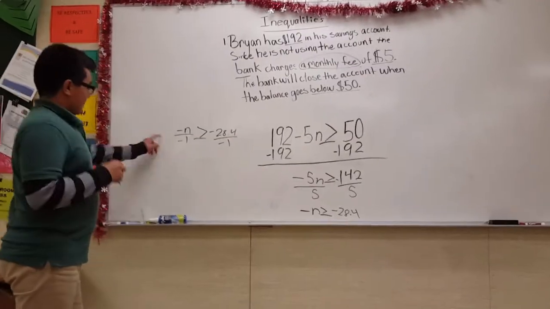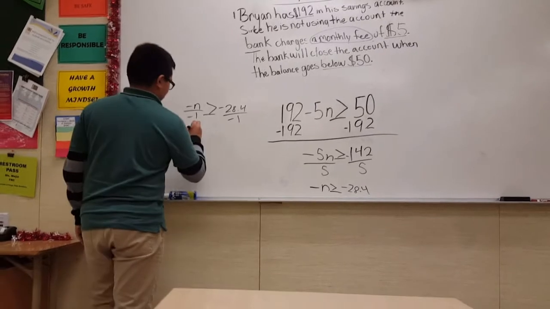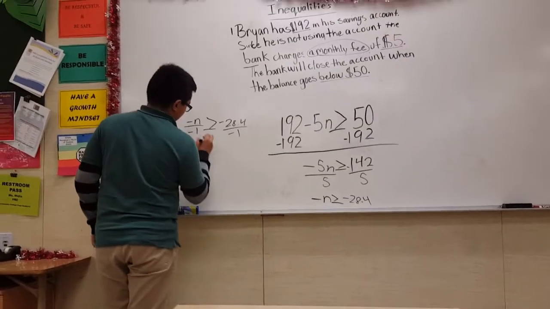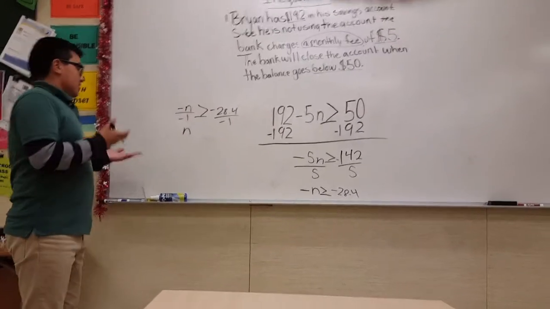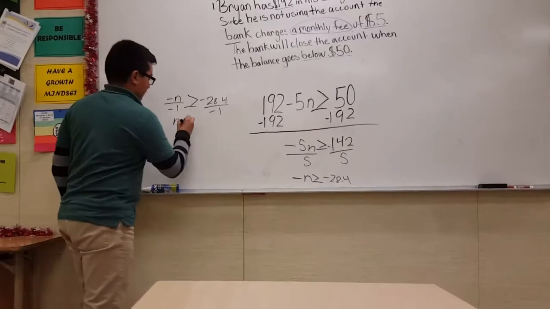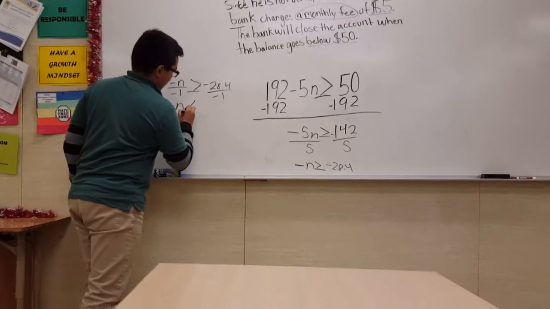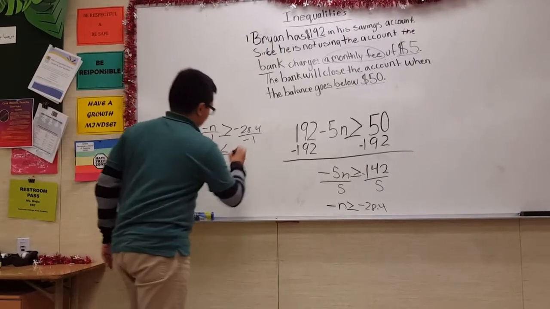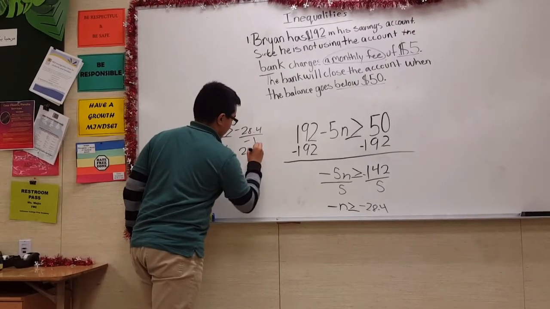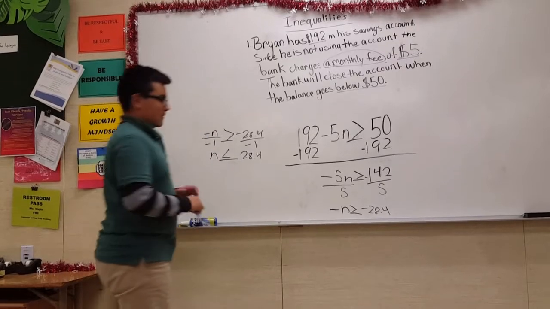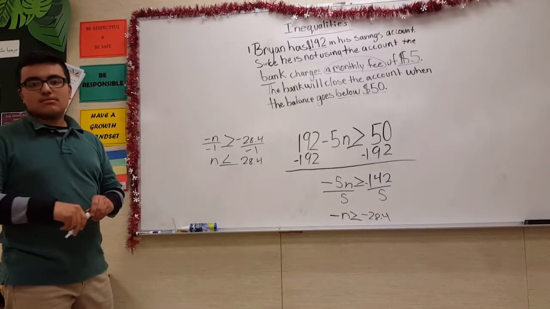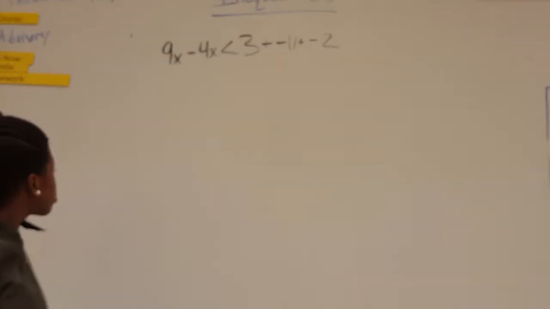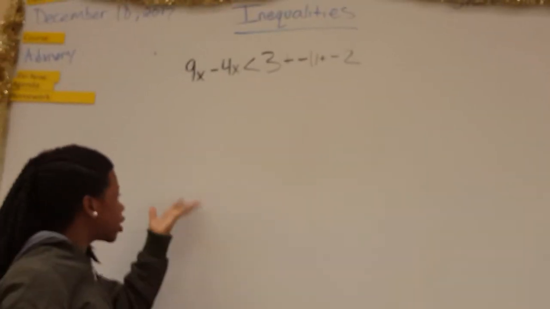Okay, so for this side of the inequality, it would just be n. And it would all be opposite as you divide by a negative, so this would be less than or equal to. And on this side, it would be only 28.4. And that is how you solve it. Yay! We're going to solve this irregular inequality problem.